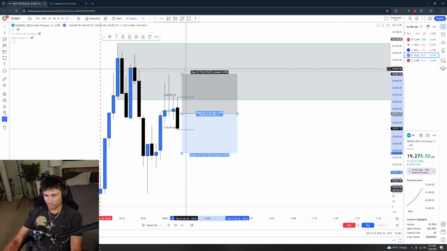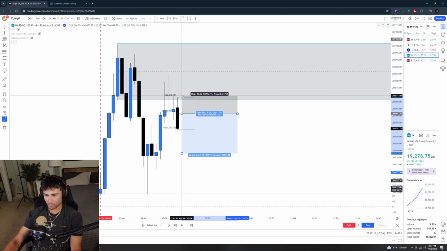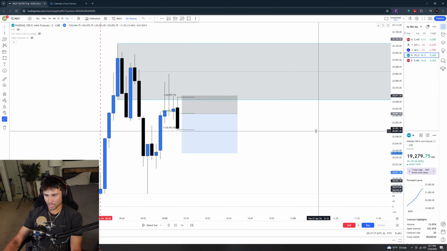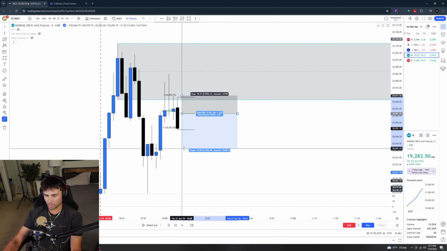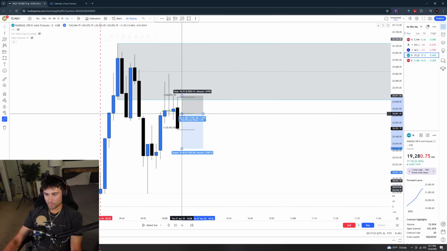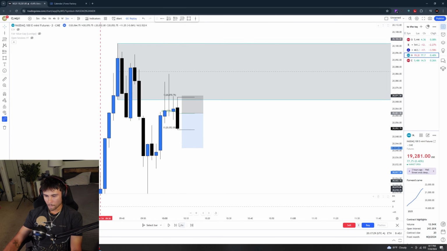Boom, here's our first entry that we get. I know exactly that my stop loss is going to be right here, one tick above that candle, and I know my TP is always going to be at 20 points. Now I have the trade set up. I will get entered if price comes up to hit this entry right here. So let's see what happens.